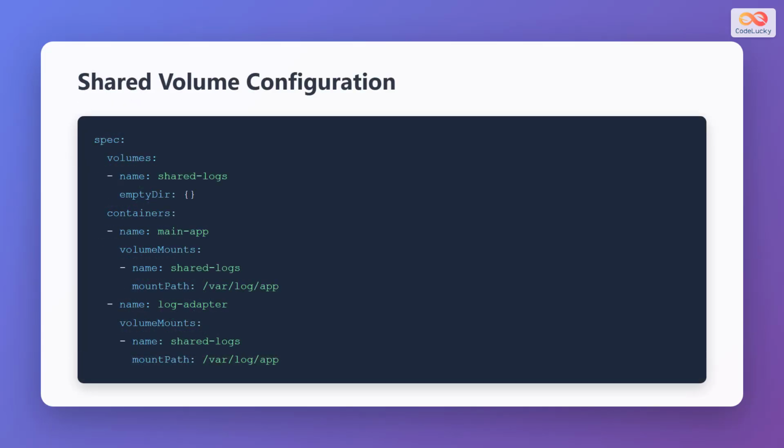To enable data sharing between containers, you need to configure shared volumes. Start by defining a volume named shared-logs using emptyDir, which provides temporary storage that exists for the lifetime of the pod. Then, mount this volume in both containers. The main app container mounts it at /var/log/app, where it writes its log files. The log adapter container mounts the same volume at the same path, allowing it to read those logs, transform them, and forward them to the monitoring system. This shared volume is the bridge that connects the two containers.